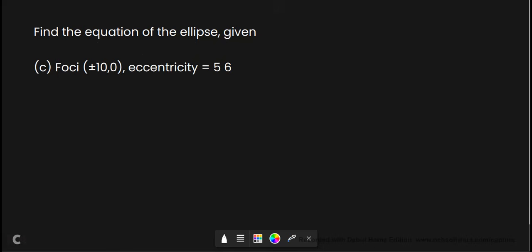Now let's go to this one. On this question, they say find the equation given the focus, right? So in this situation, the focus is positive or negative 10 and zero. In short, the answer is already given to you, which is your C. Once you see this, 10 is your C.